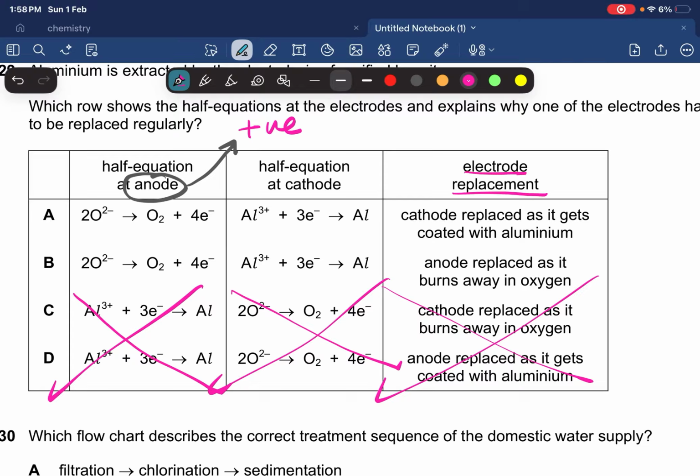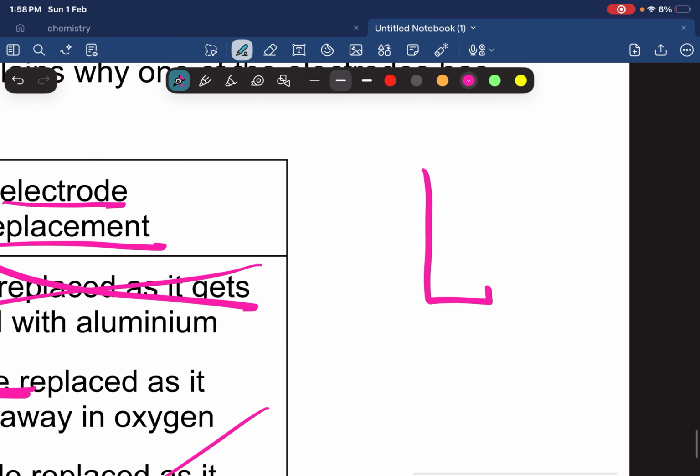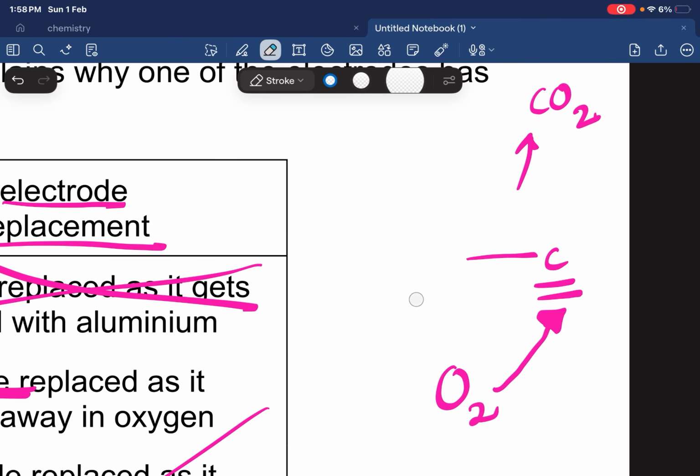Electrode replacement. Cathode replaced. No, we don't replace cathode. We replace anode because it reacts. The anode is basically your carbon, right? This is your carbon anode, and the oxygen that's formed reacts with your carbon anode to form carbon dioxide. So your anode basically gets used up, so you've got to replace it regularly.